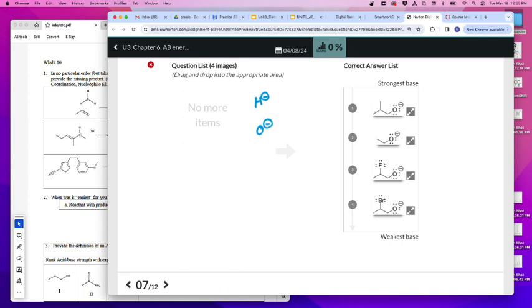So we could start to look at electronegativity, which is a difference between hydrogen and oxygen. I completely agree. Peyton, what else is a difference between hydrogen and oxygen? Size. Okay, size is a difference between hydrogen and oxygen. Why does that matter?